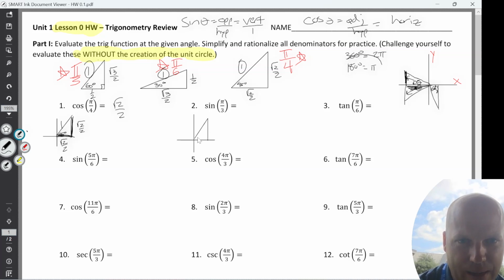And I know sine's always opposite. And so opposite is always going to be this vertical length. And I just have to remember, okay, 60-degree triangle, tall triangle, there's a longer vertical side length and a shorter horizontal side length. So the sine is going to be that. Let me just put it down there so it's not in the way.